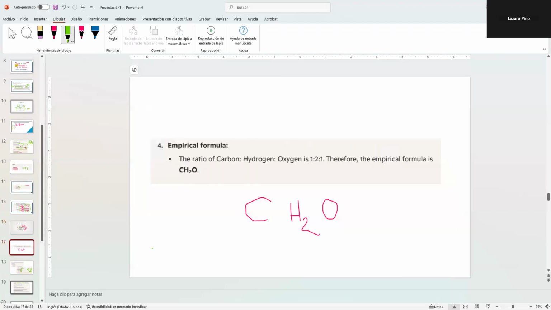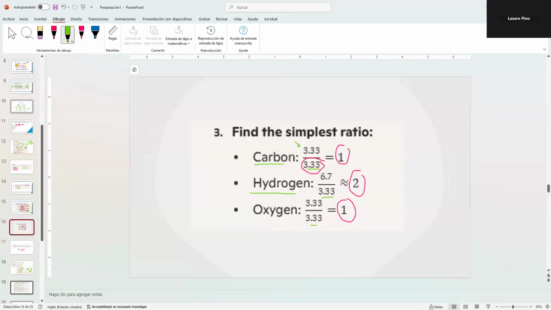So the empirical formula is CH2O. If this number is not a whole number, or, for example, in this case, is very close to a whole number, like this, in other cases you have to multiply by the same factor in such a way that all the numbers give you a whole number. You cannot accept, for example, 1.5. In this case, you better multiply by 2, and then you will get 3.